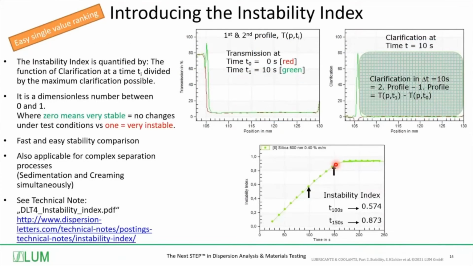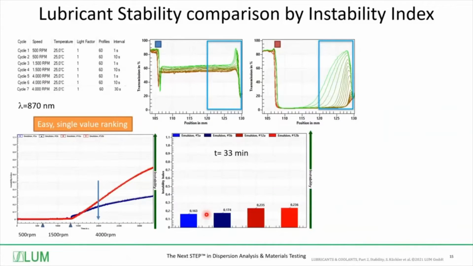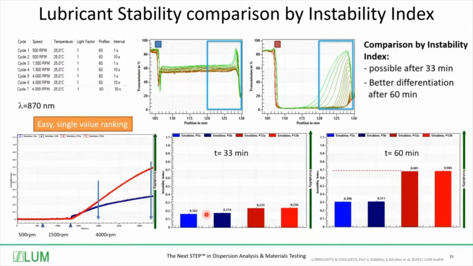For more details on the procedure, I recommend our technical note on our platform Dispersion Letters. We look here at the time of 2002 because in the beginning there was no change between the samples. We typically would like to differentiate even more samples, which might be even more different in their stability. Therefore, it makes sense to compare the samples after 1 hour, because then we have a much larger gap between the 2 curves. That means that also in the bar chart we have a larger gap, so that more samples could be effectively compared and differentiated.